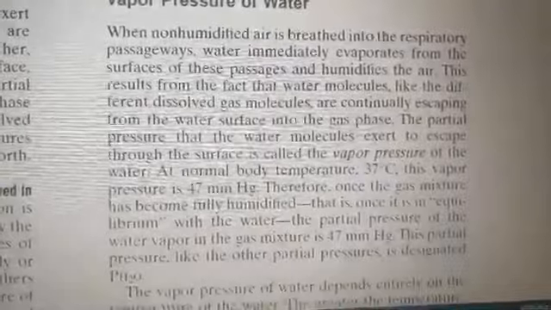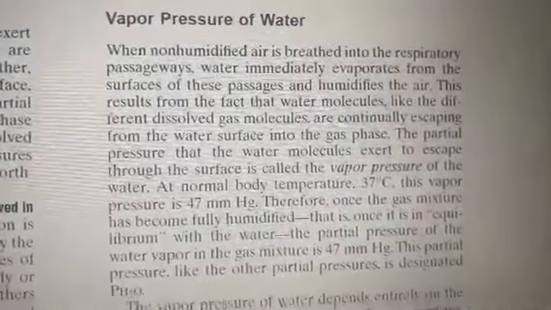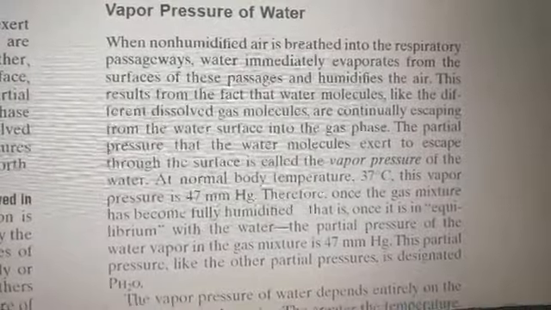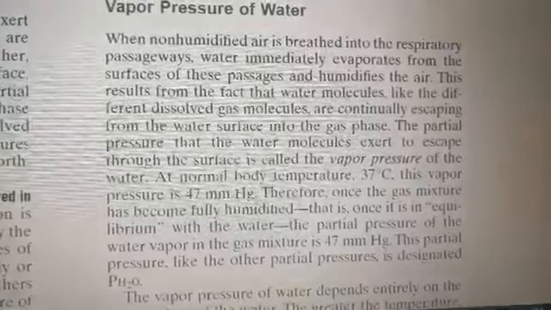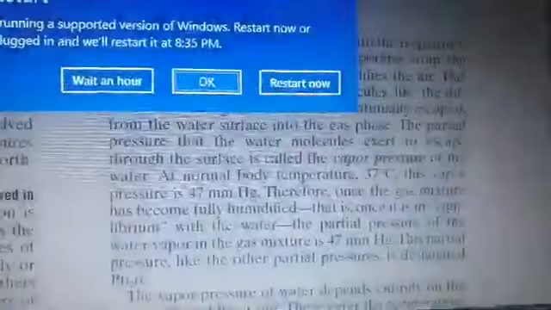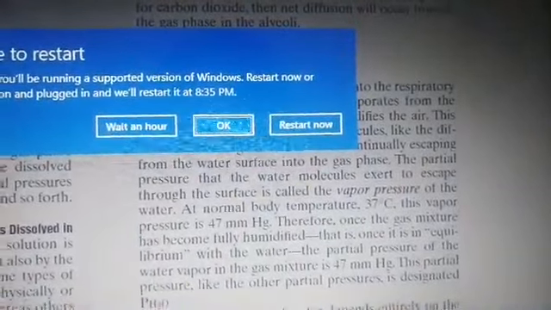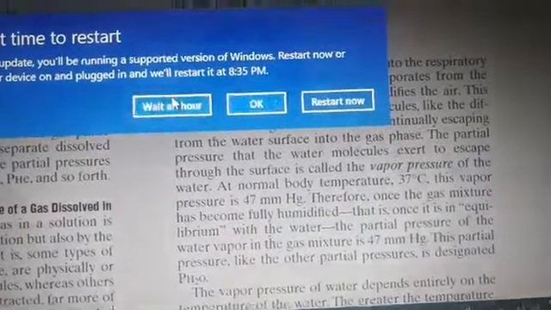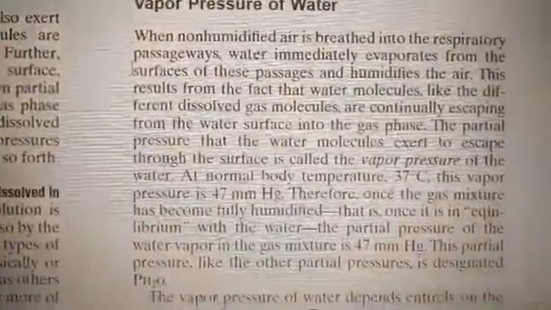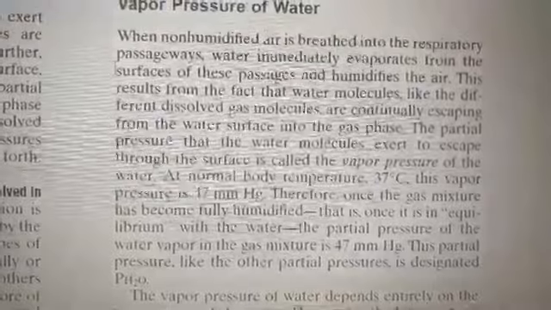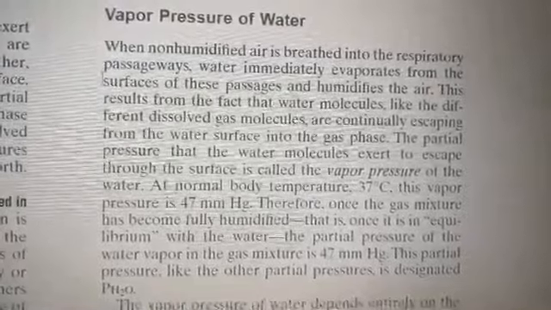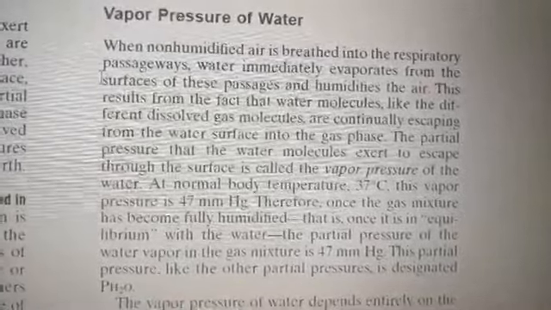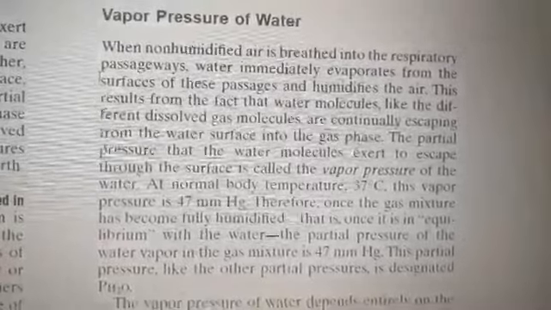So what about the vapor pressure of water? When non-humidified air is breathed into the respiratory passageways, water immediately evaporates from the surface of these passages and humidifies the air. So when non-humidified air is breathed, water evaporates. And what is the importance of this evaporation of water? This results from the fact that the water molecules, like the different dissolved gas molecules, are continually escaping from the water surface into the gas phase.